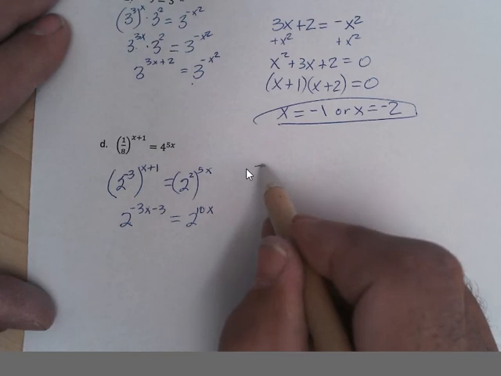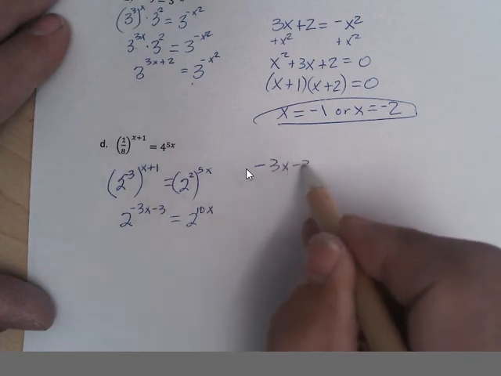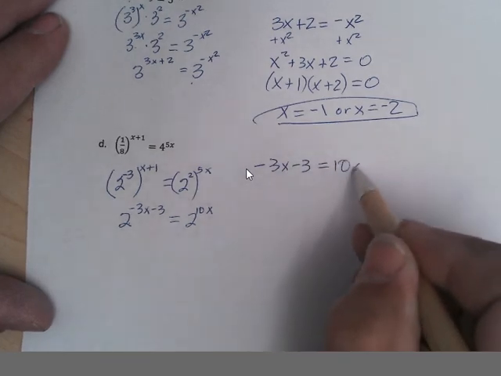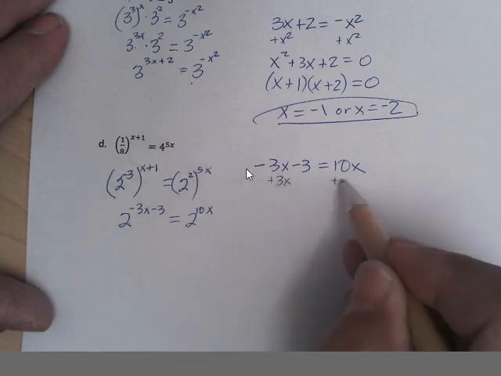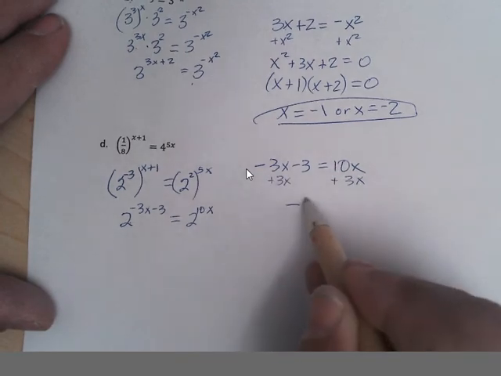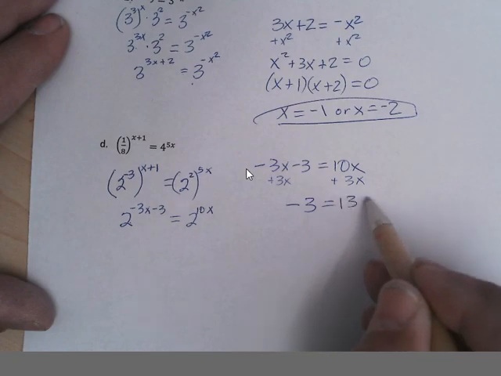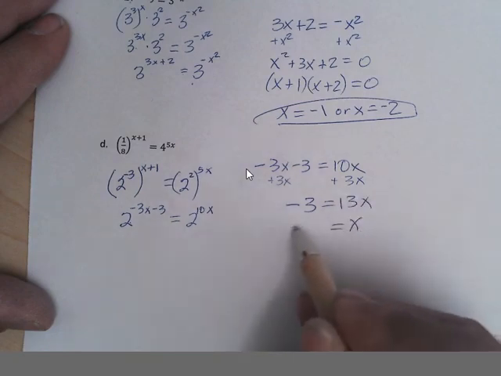So negative 3x minus 3 equals 10x. Add 3x to both sides. And we get negative 3 equals 13x. x equals negative 3/13.